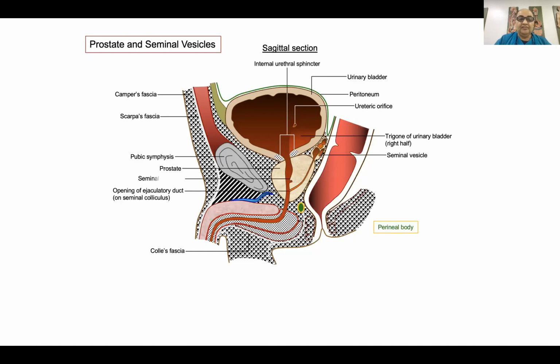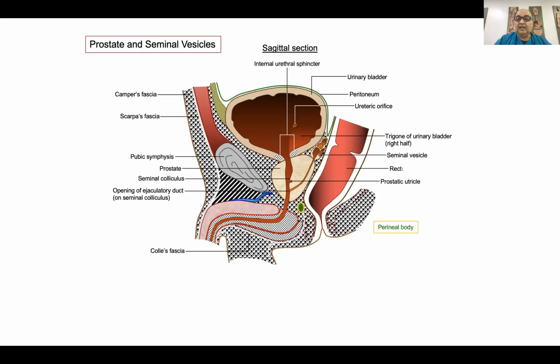Okay, and this one is the seminal colliculus. Another name for this raised area is verumontanum. I'll be talking about it shortly, not now. And then this is the prostatic utricle. We have so many ducts which are opening in the prostatic urethra to pour the prostatic secretions into the prostatic part of the urethra. That's their job.